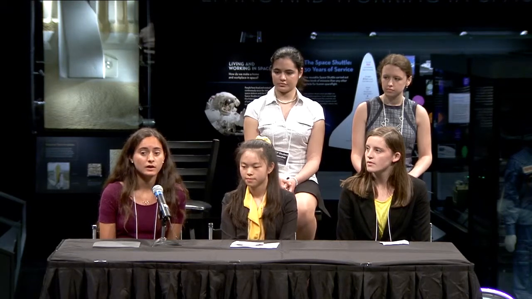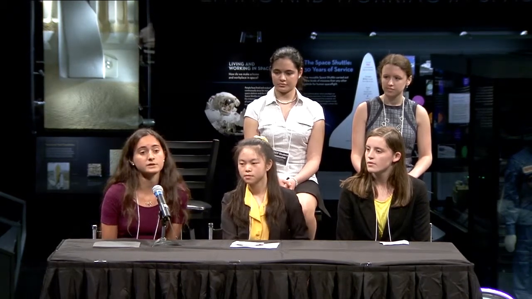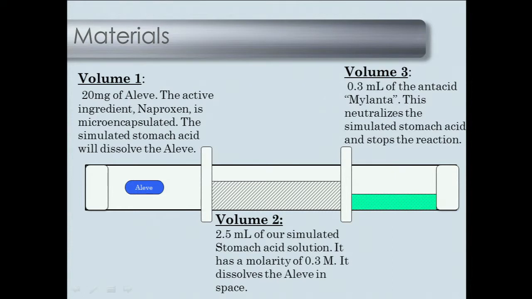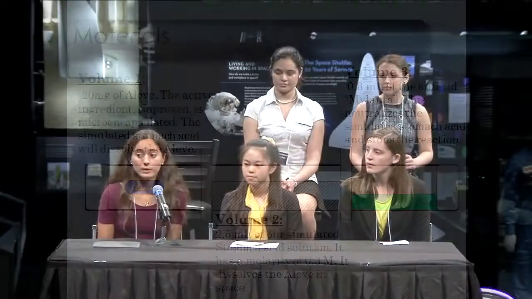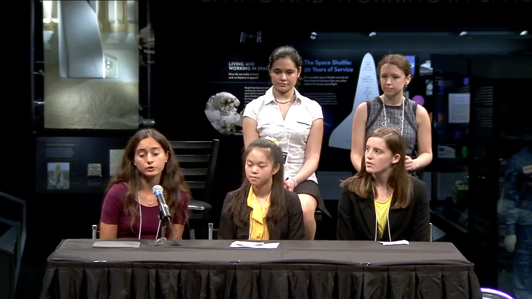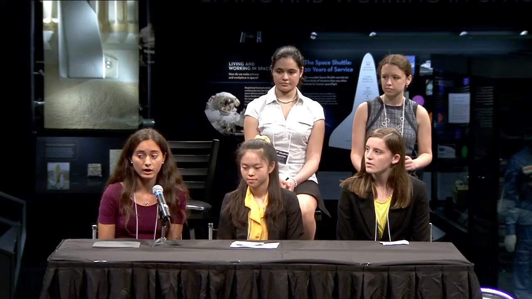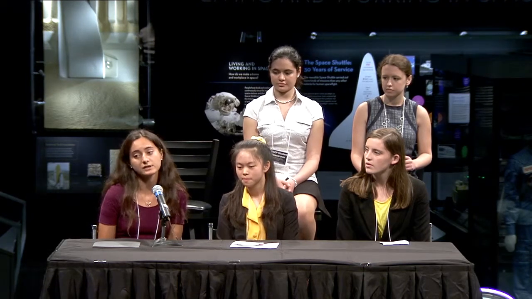antacid, Mylanta. So basically, for our experiment, what we had them do in space is we had them first remove the first clamp between volumes 1 and 2, the pill and the acid, and this allowed the acid to dissolve the pill. And then 2 days later, we had them release the second clamp, and this allowed the antacid, Mylanta, to essentially neutralize and stop the reaction once it mixed with the remaining solution. And then from there, upon returning home, we were able to take the solution from our tube and measure the amount of Aleve XR that had dissolved, and we used a special technique to do this.